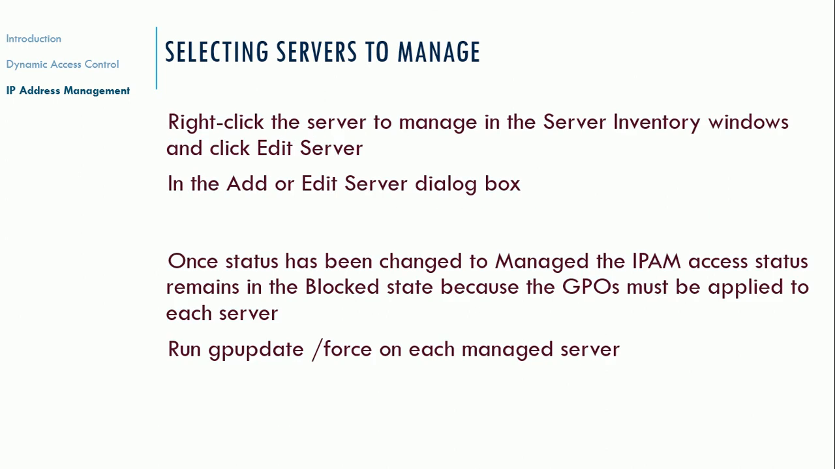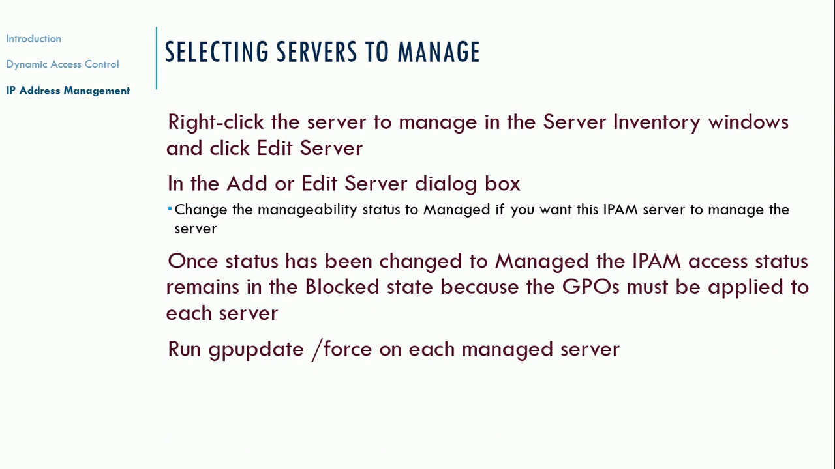So then you're going to right-click on the server to manage in the server inventory window, and you're going to add or edit the server to add it to the list of servers that we're going to manage with IPAM. Once the status has been changed to managed, the IPAM access status remains in the blocked state because the GPOs have to be applied. So if you go through this process and it still says blocked, you're going to have to go and run the gpupdate /force command on each of the managed servers that you want to access. So this is assuming that you haven't waited 90 minutes for all of this to push automatically.